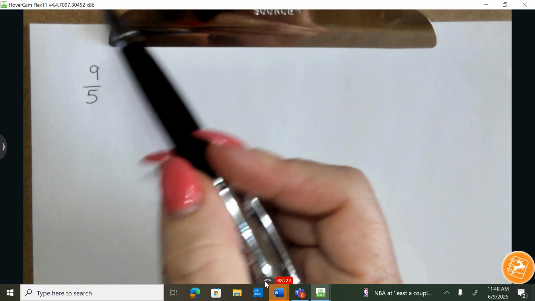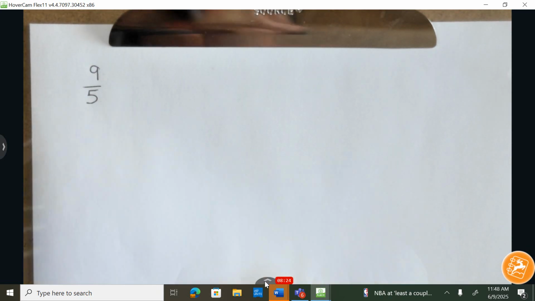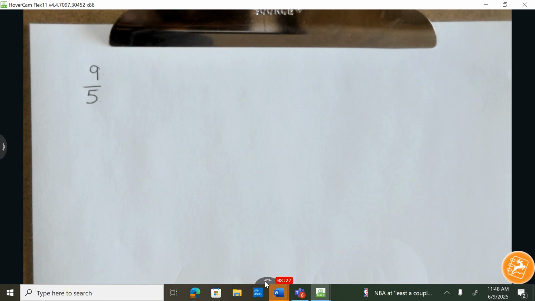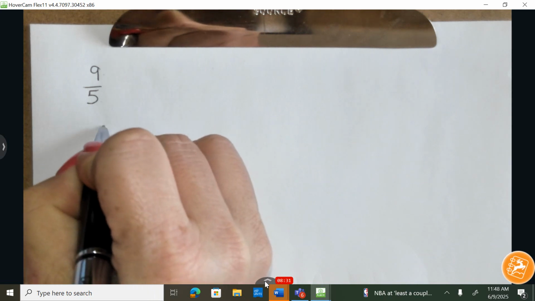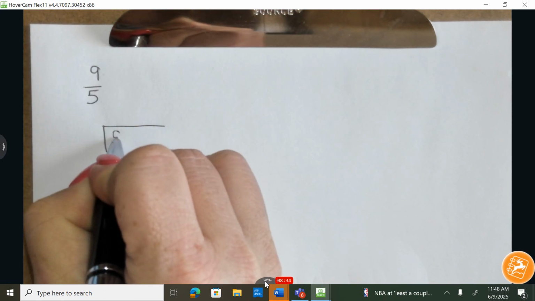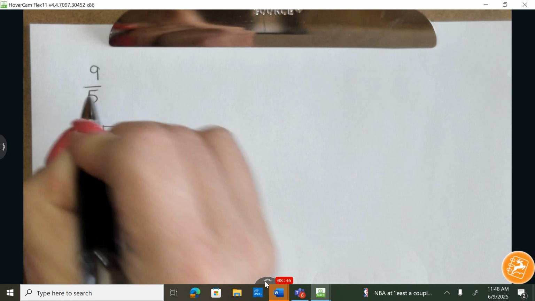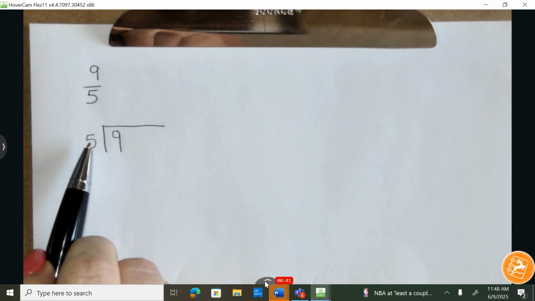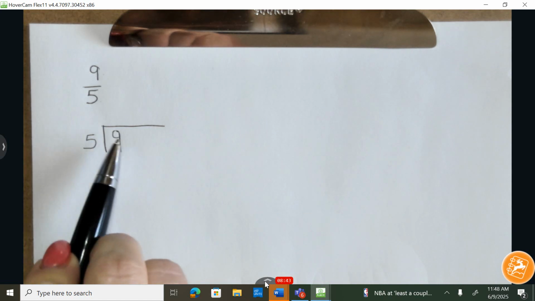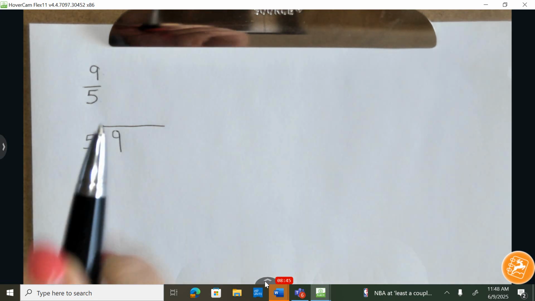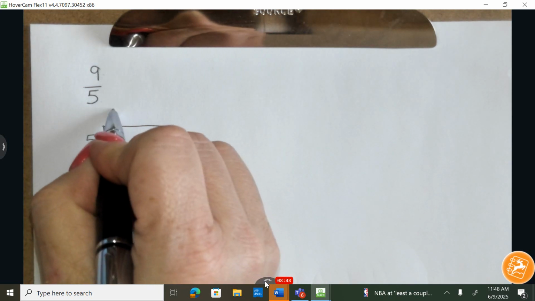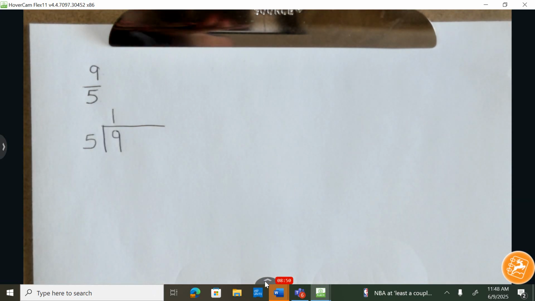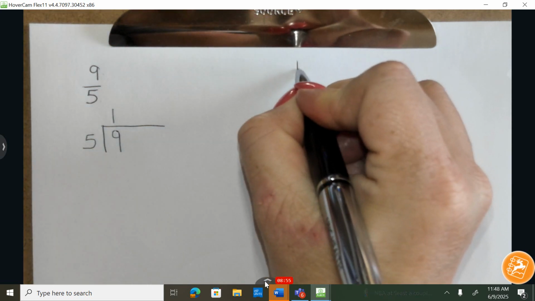9/5. It's an improper fraction because the numerator is larger than the denominator. I'm going to start by rewriting this in mixed number form using long division. The top number always goes inside. The bottom number, known as the denominator, goes on the outside. I'm asking myself, how many groups of 5 fit into 9? Okay, only one group fits in, because if I have 2 groups of 5, I'd have 10, and I can't exceed that inside number.